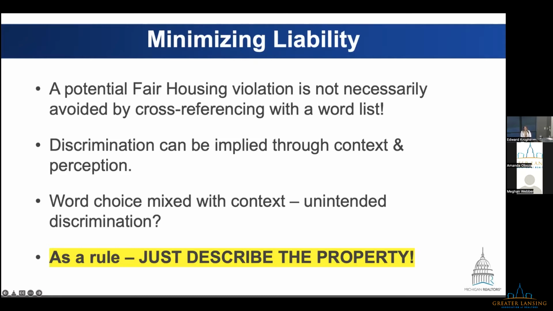If you're just saying, it has a small fenced in backyard, that's what I mean. It has a small fenced in backyard. You're just describing the property. So that's the key takeaway. When in doubt, describe the property.